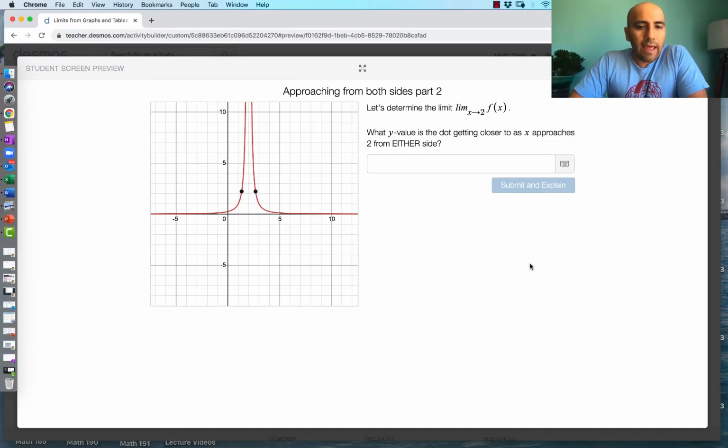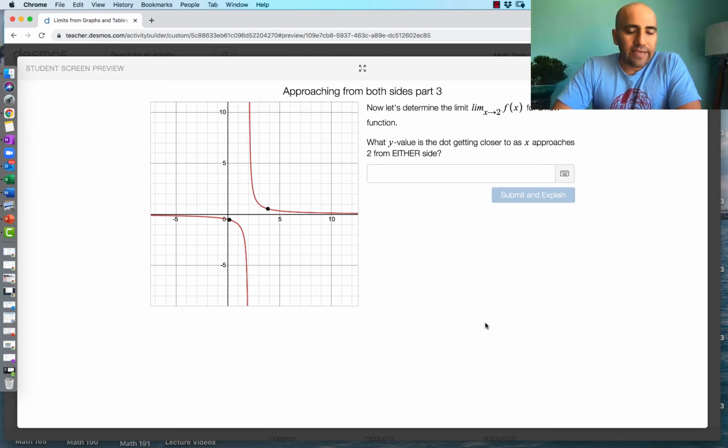Okay, so here our little applet is demonstrating how that happens. Right, so those little black dots are indicating the output values. As we choose x values closer and closer to that number 2, and it doesn't show it on here, but there's a little 2 here. So as the input values get closer and closer to the number 2 from either side, the output values get larger and larger, and they just shoot off toward positive infinity.